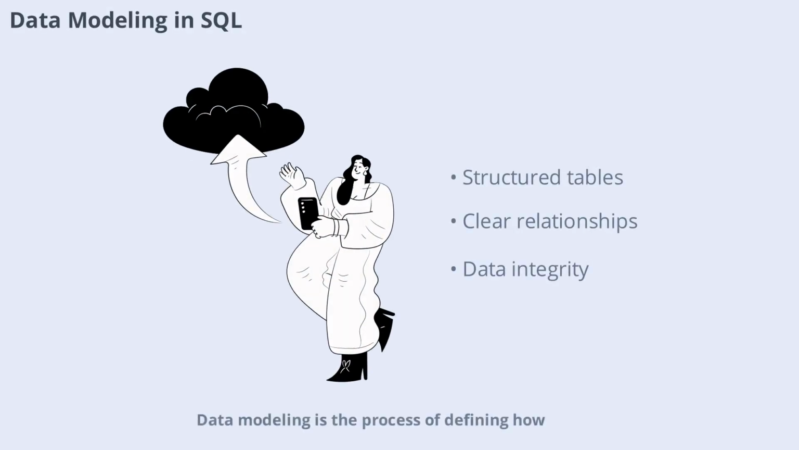Data modeling is the process of defining how data is structured and related in your database. In SQL databases, this means designing tables, columns, and relationships with clear rules. Proper data modeling ensures data integrity and efficient queries. However, it requires careful planning and can be less flexible if your data needs change over time. Let's see how this compares to modeling in NoSQL systems.